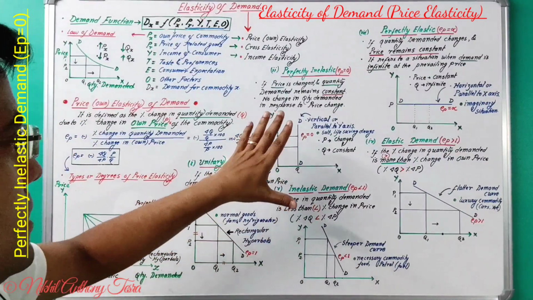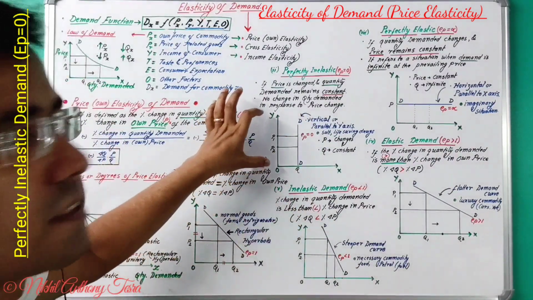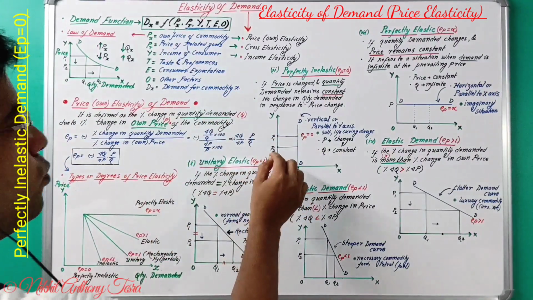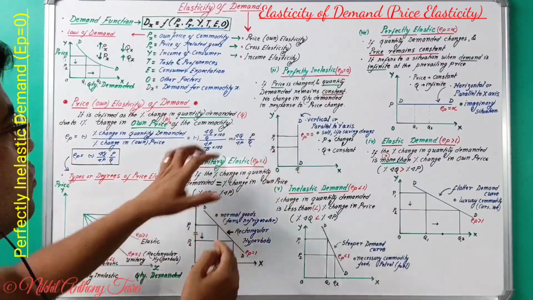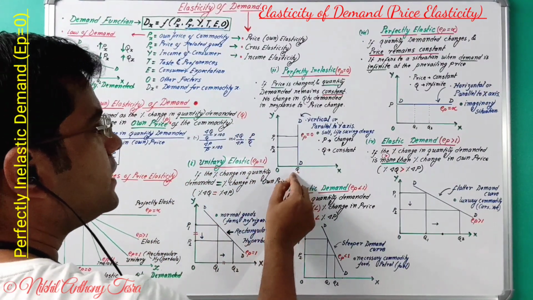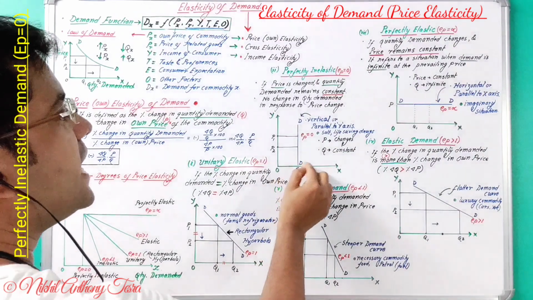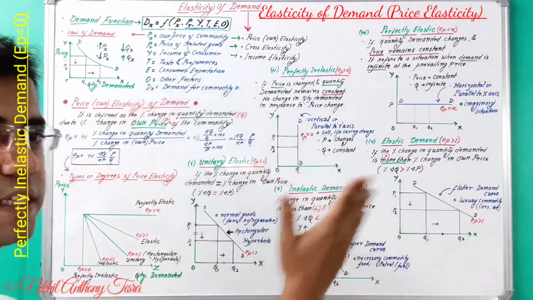Now friends, check it across. This demand curve is vertical, or parallel to the y-axis. It means we can put any of the points on the price side. In the y-axis we are showing price, and in the x-axis we are showing quantity demanded. But the quantity is fixed. We can't change quantity. You can't take any point on the right side or left side of Q. So Q is fixed, that is, quantity demanded is fixed.